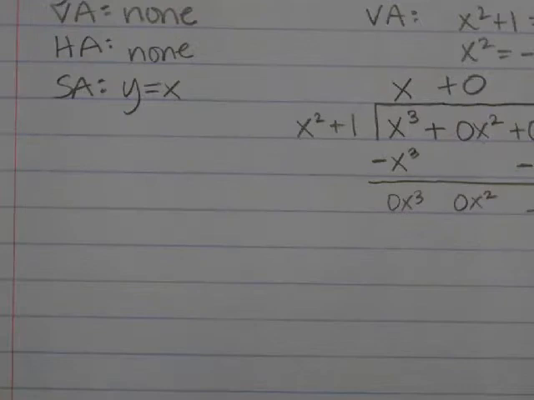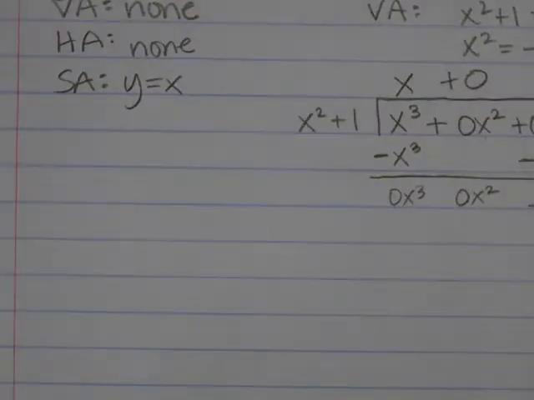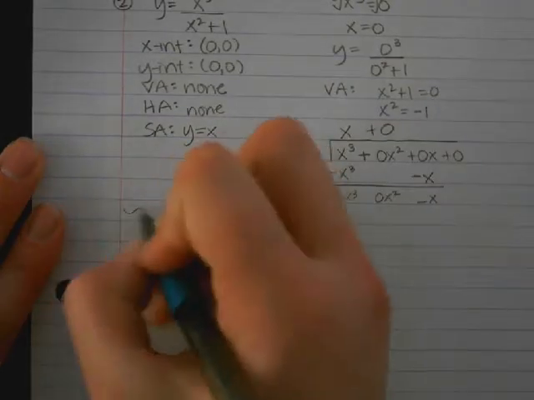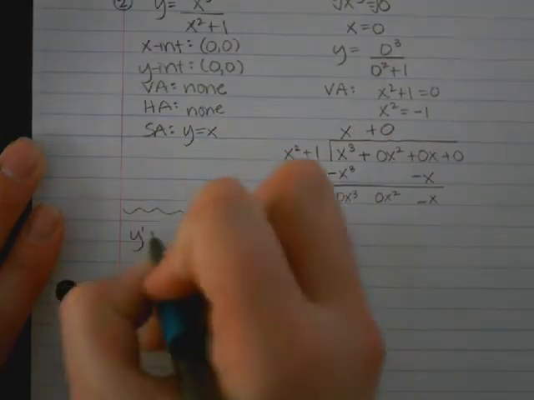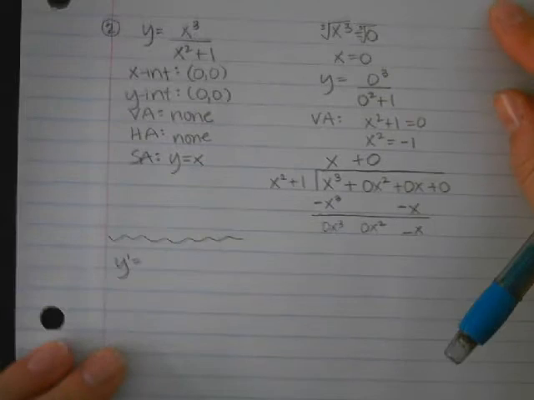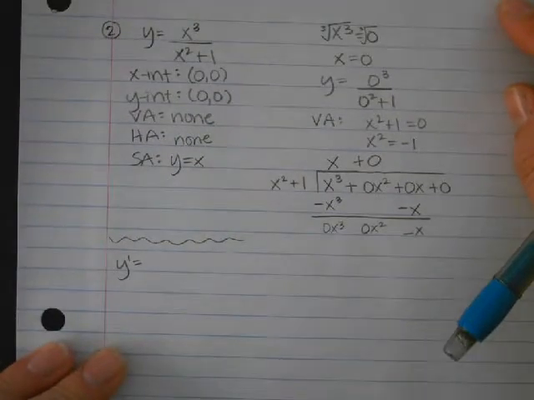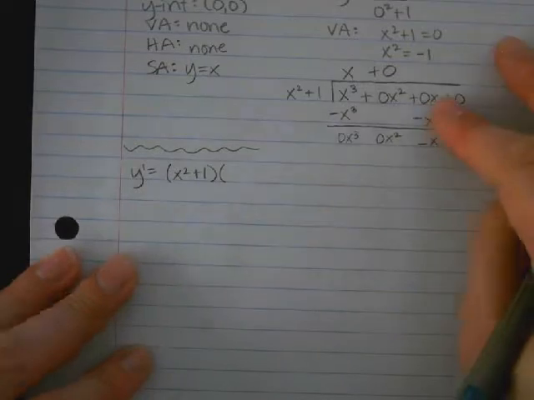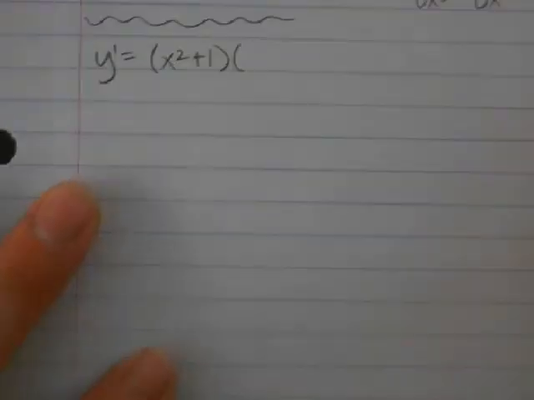What do we do next? Derivative. We're going to do the derivative. All right, so I'm done with the original. Now I'm going to do the derivative. How do I do the derivative of x to the third over x squared plus 1? Quotient rule. So low d high, what would the derivative of the top be? 3x squared.